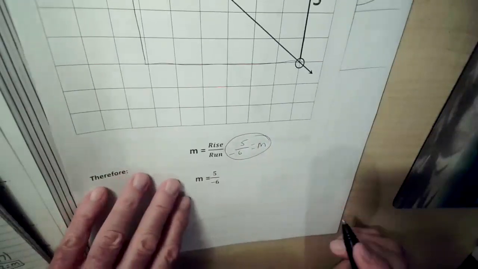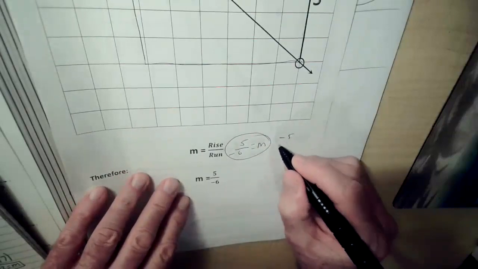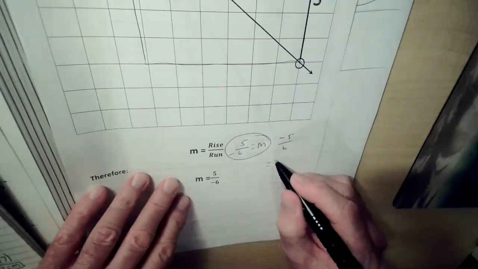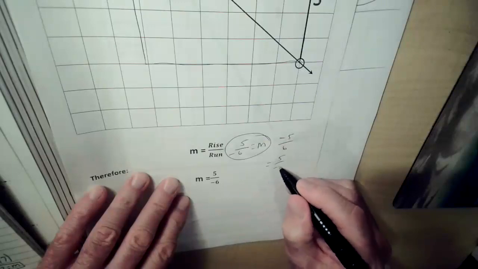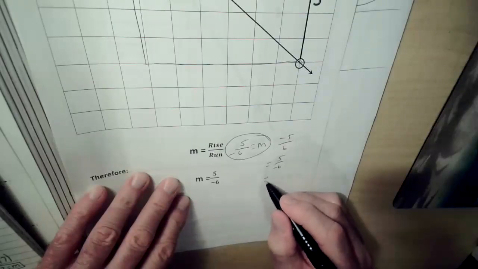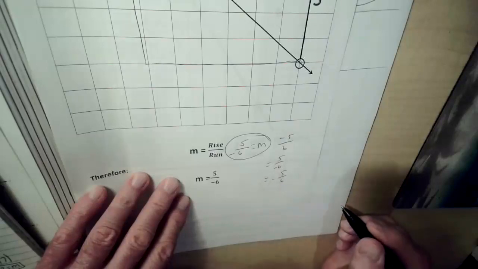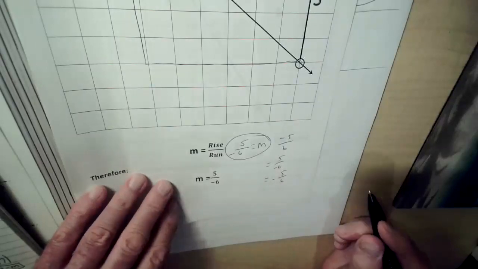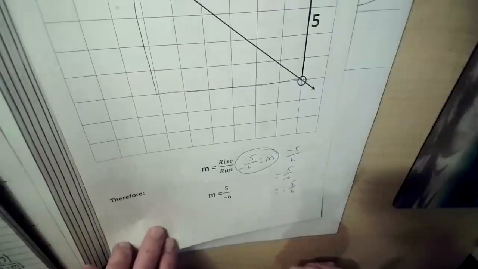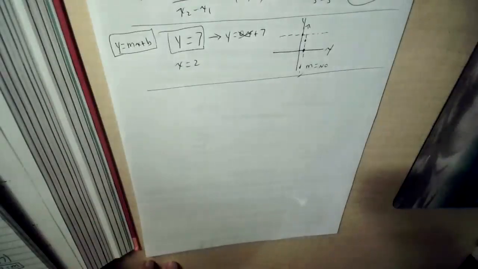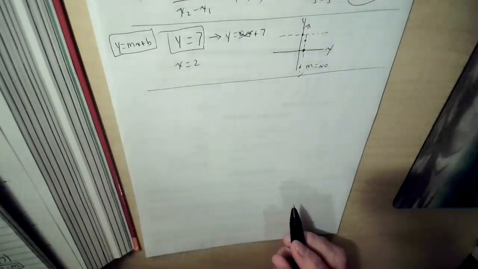Now remember, negative 5 over 6 is the same thing as 5 over negative 6, which is the same thing as 5 over 6 with a negative sign in the middle. It all means the same thing. Okay?